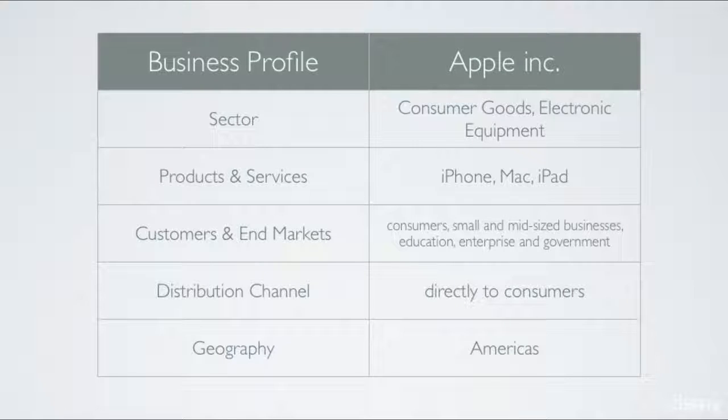So this is the main base, and all this information you can find on the financial report of the company. And then as for the distribution channel, we know that most of the revenues for Apple come from the direct distribution to consumers. In other words, we know that Apple has the retail stores that allow the company to gain most of the revenues for the organization. And as for the geography, most of the revenues come from the Americas, therefore North, South America, and so on and so forth. So those are the main information as for the business profile.